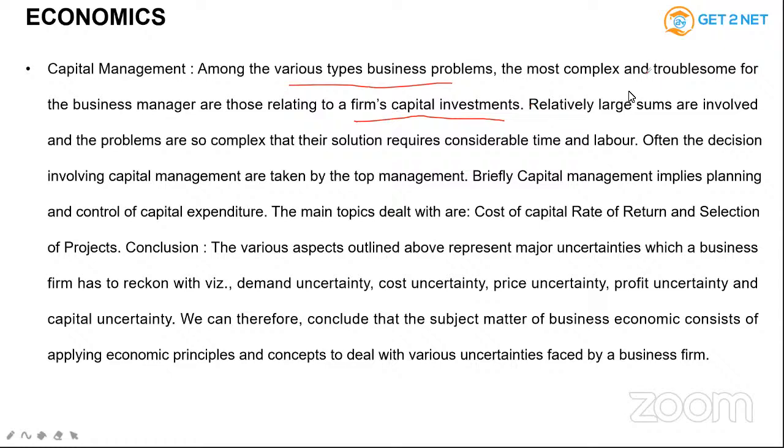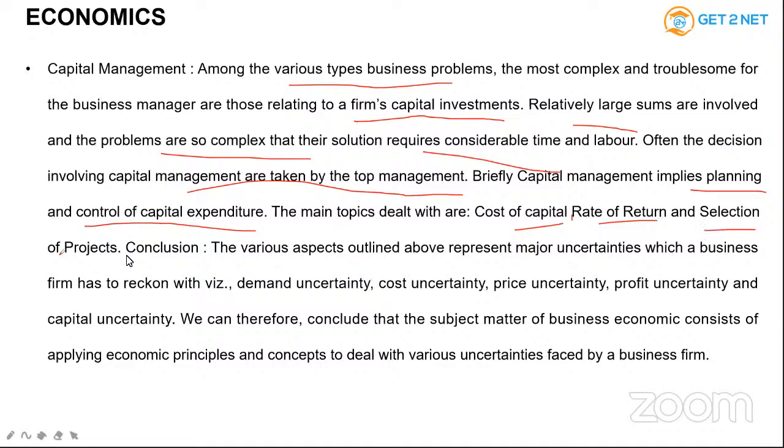Okay, so see, large sums are involved. Problems are so complex that their solution requires considerable time and labor. Often, decisions involving capital management are taken by top management. So, what actually comes under capital management? It means planning and control of capital expenditure. So, what are the topics that are covered here? Cost of capital, rate of return, selection of projects. Okay, so these are the important things which we are going to deal with under capital management.